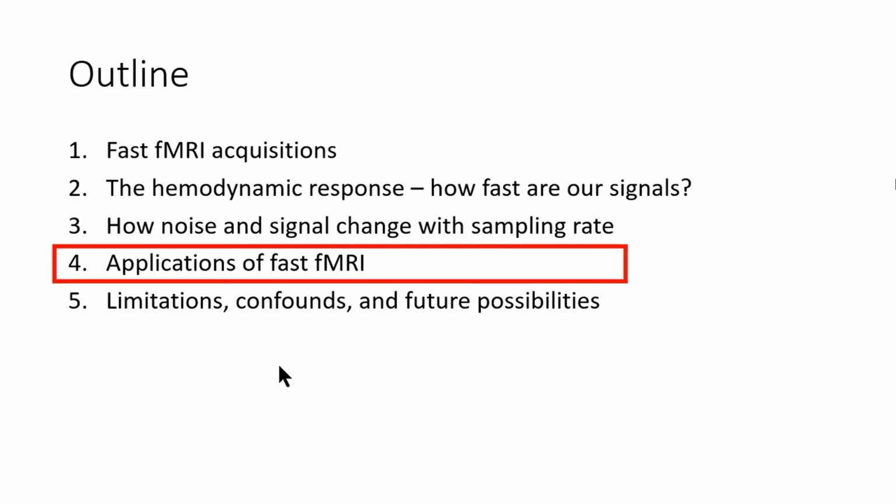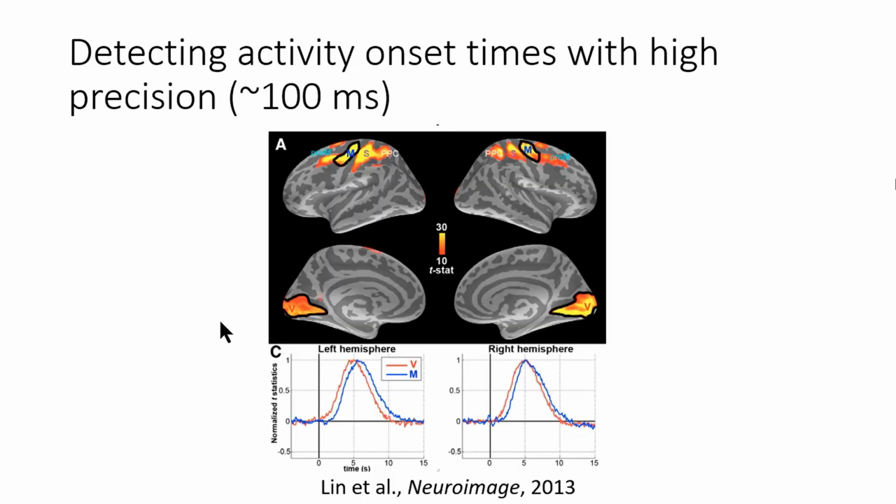Okay, so applications. I wanted to just briefly highlight what fast fMRI could potentially be used for because it's still relatively new and I think there's a lot of space to be explored with these methods. One particularly interesting study showed that when you sample quickly, you can actually detect activity onset times with really high precision, so on the order of, for example, 100 milliseconds. It's important to be aware that because hemodynamic response shapes are different in different brain areas, you need to also control for local waveform differences. And so this study did this by separating different hemispheres and showing that they could detect different onset times.